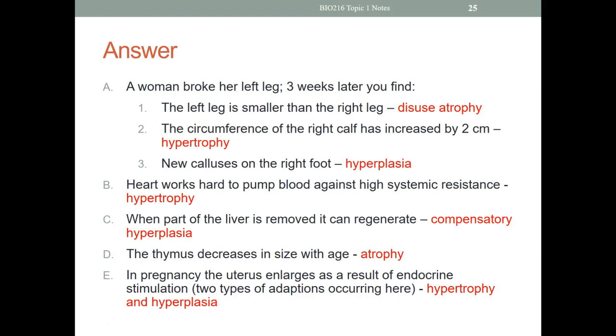And here's the answers. Okay, I'll leave that up. You can pause the video again and write down the answers. Check your answers, make sure they're correct.